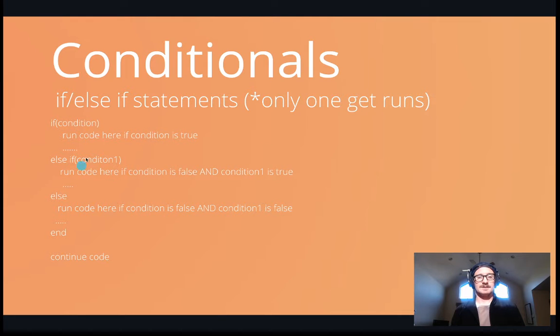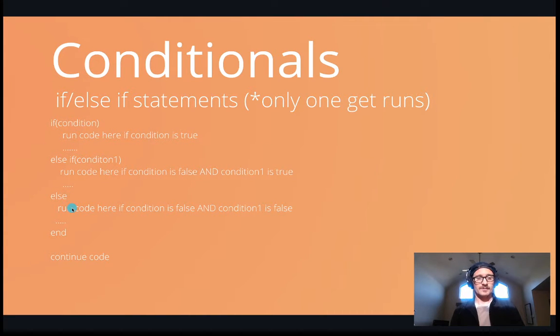We have an if-else-if statement. Now, I want to make it clear that only one of these is going to run. We have our if condition, so we'll run the code here if the condition is true. Then we can do an else if, and we can throw in another condition. And then we can run the code here if the first condition in the first if statement is false, and this condition 1 is true.